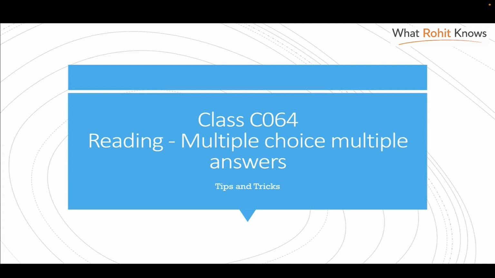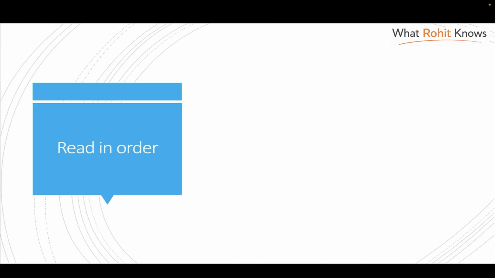Reading section, multiple choice, multiple answers, tips and tricks. Let's look at some useful tips and tricks for this question type. First one, read in order. So don't just jump from one part of the question to another. Make sure you understand how you have to do the reading and do it in order.